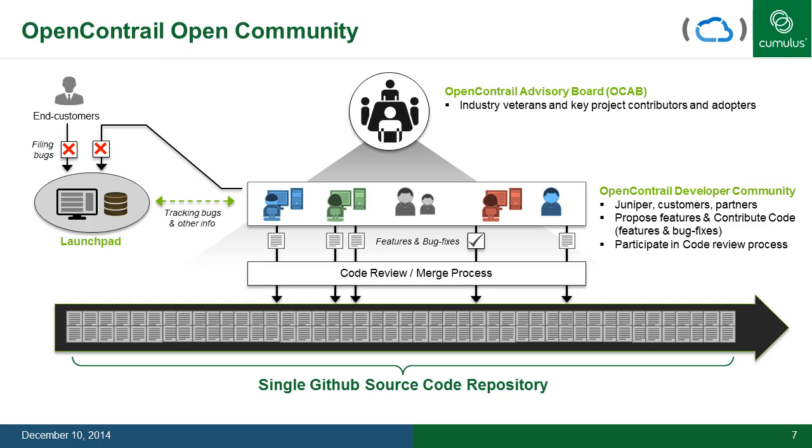We also have a growing developer community, and we've seen partners and customers actively contributing back, doing pull requests on GitHub and contributing some of their innovations into OpenContrail. Our bugs are publicly out there in terms of a Launchpad capacity. End customers as well as obviously our Juniper team are filing bugs, and that is all very transparent.